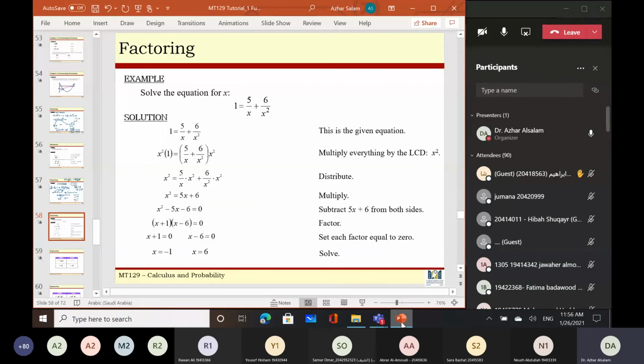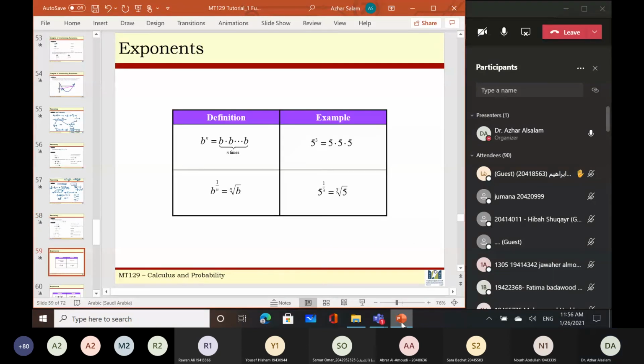Okay, this is the answer in the slide, -1 and 6. Now for the exponent, we'll just discuss only the exponent and finish this lecture. Exponents, what's the meaning of exponent? اللي هي الأسس. Mute your mic, please. Exponents معناتها الأسس، أس أو القوة.